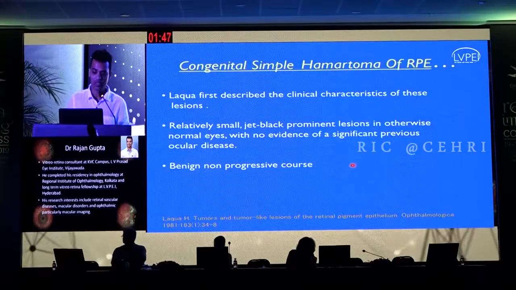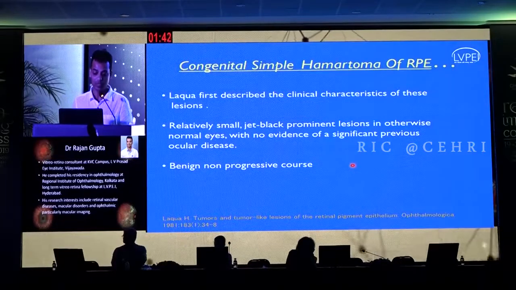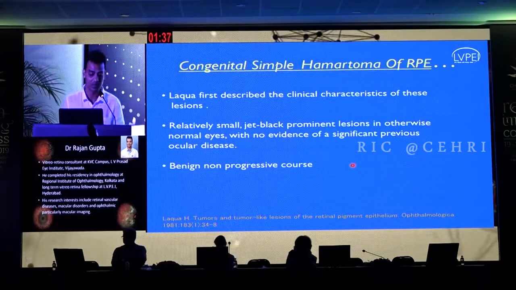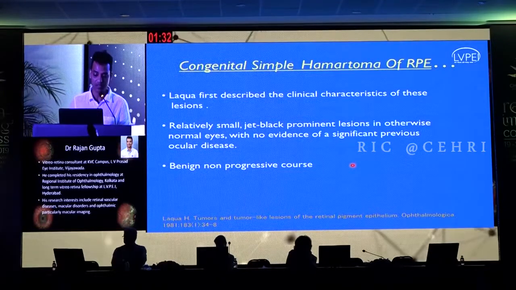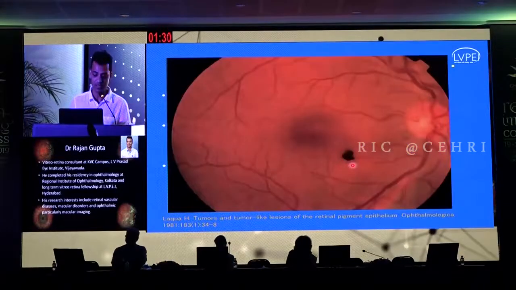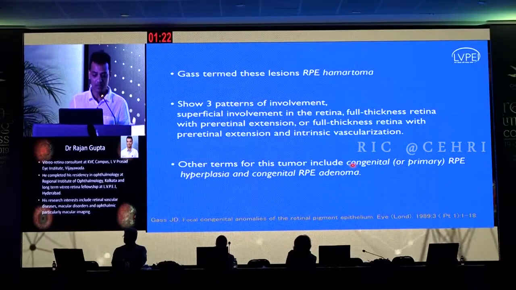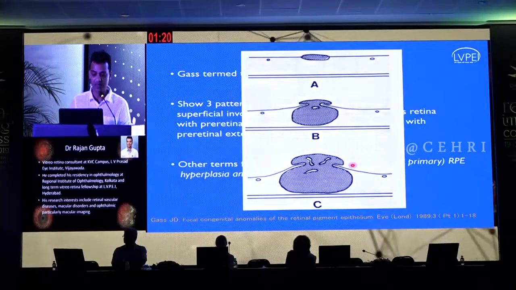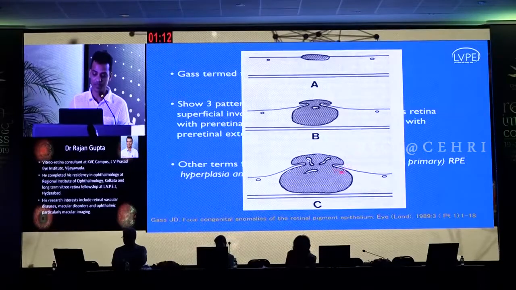Now, coming to the congenital simple hamartoma of the RPE, these were described by Lacroix, and the clinical characteristics were jet black prominent lesions in otherwise normal eyes with no evidence of significant previous ocular disease. These are benign, non-progressive, and most of the patients are diagnosed incidentally. These have been termed as RPE hamartoma, which show three patterns of involvement, which were described by Gass: a superficial involvement or partial thickness involvement, full thickness involvement with pre-retinal extension, and full thickness involvement with intrinsic vascularity.